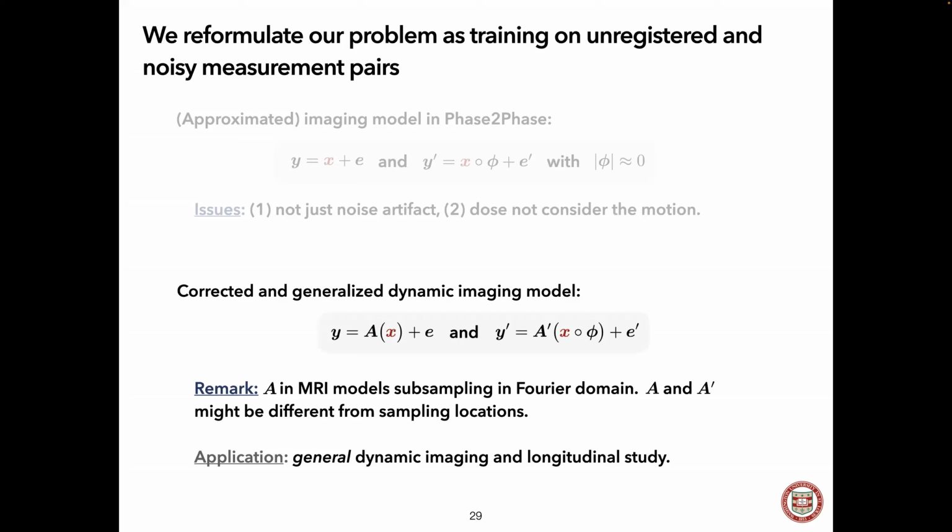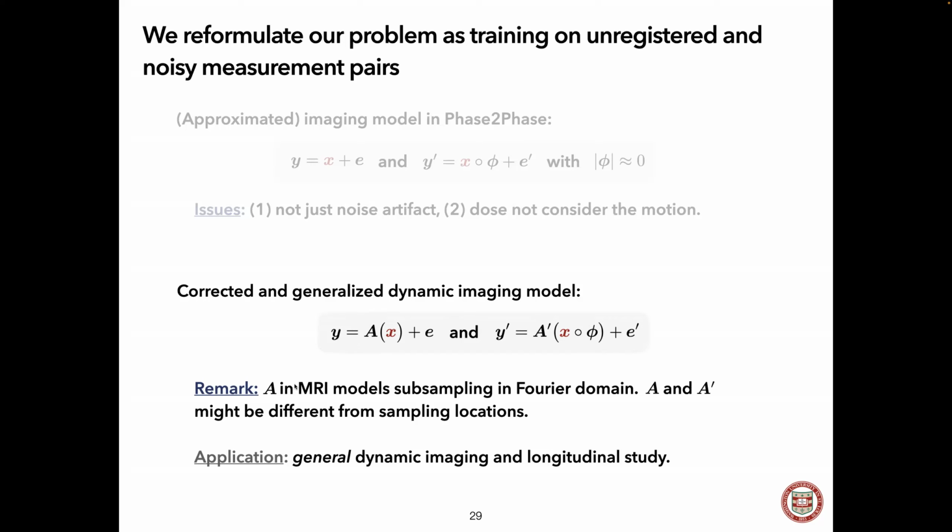So based on that, we think about another imaging model. I call it a correlated and more generalized dynamic imaging model. There are two differences. The first difference is that you add the forward model back. I mean, the A here, you put it back, you consider it. And second, we consider the motion vector field phi in these cases, but we no longer assume that it's negligible, right? It's not a small motion.